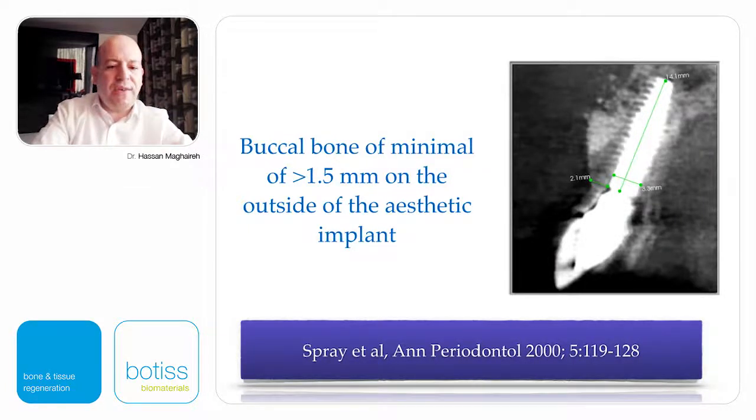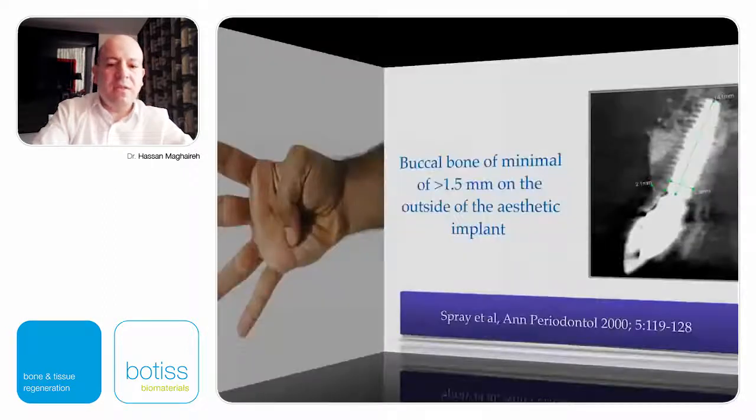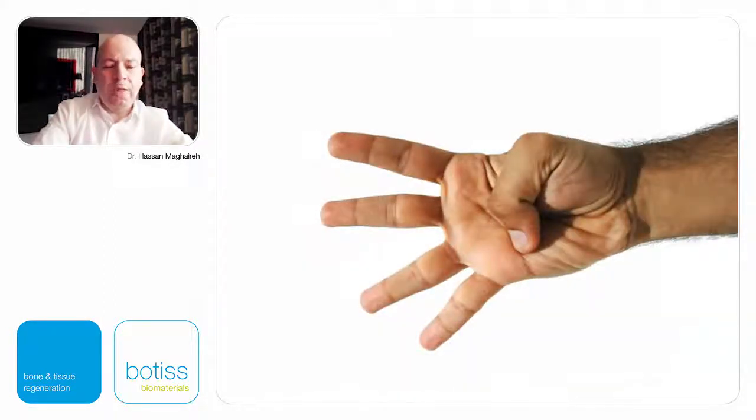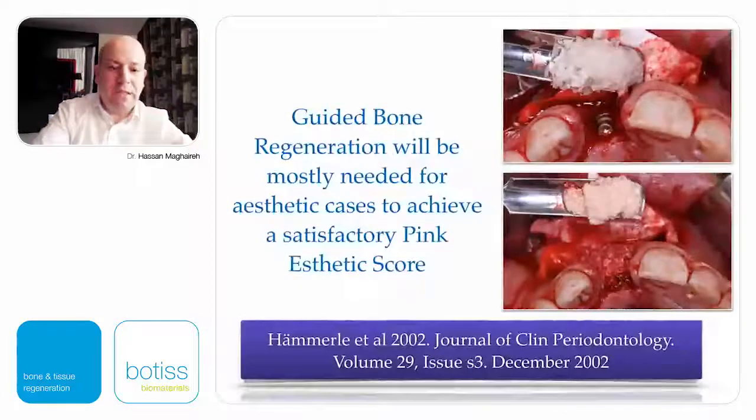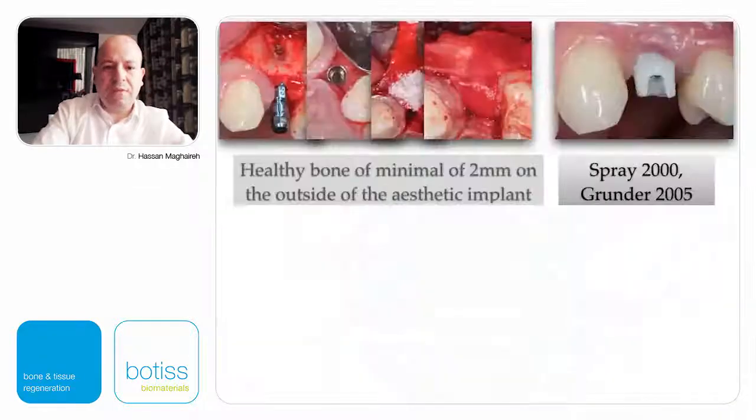As I mentioned earlier, Spray et al. and his group, as early as 17 years ago, established that you need a minimum of 1.5 millimeter of labial bone thickness around your dental implant to give you long-term stability. Otherwise, if you start placing the implants in the wrong orientation, making the bone very thin labially, you're going to get short-term and long-term bone loss and gum recession, which can be very embarrassing in the anterior region. So, as I mentioned earlier, to get really good pink results, to get a high satisfactory pink aesthetic score, you need to master guided bone regeneration techniques.